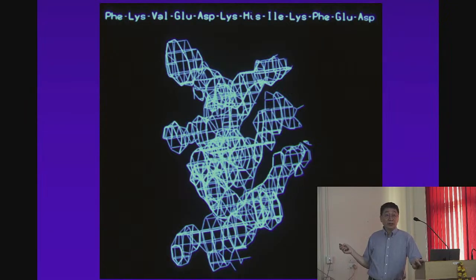So the electron density doesn't tell you where the residues are. It doesn't even tell you which way the chain is going, which way is the N terminus and which is the C terminus. So here you have an alpha helix. So is the N terminus at the top or the bottom?